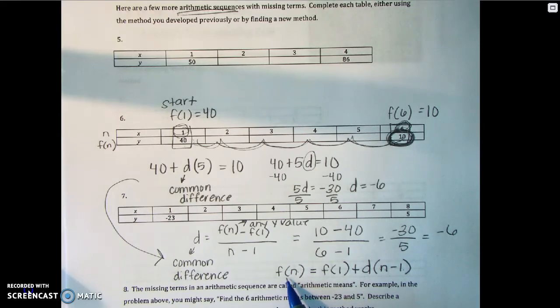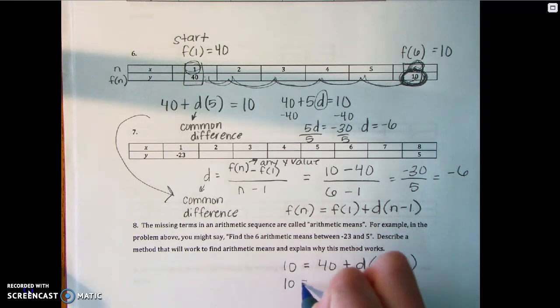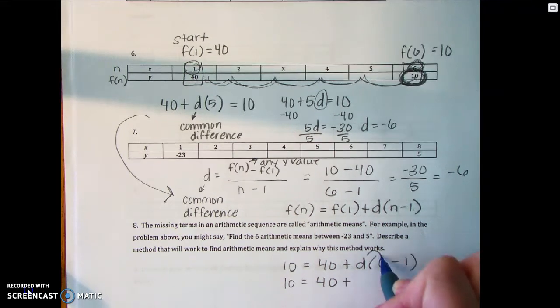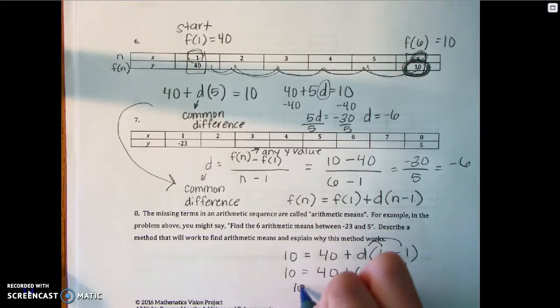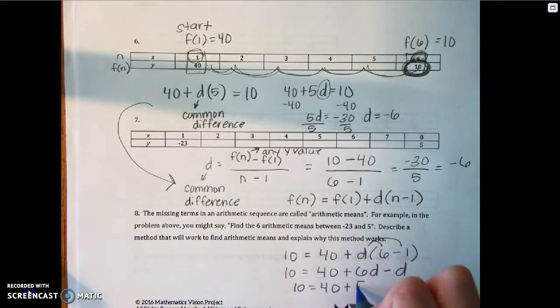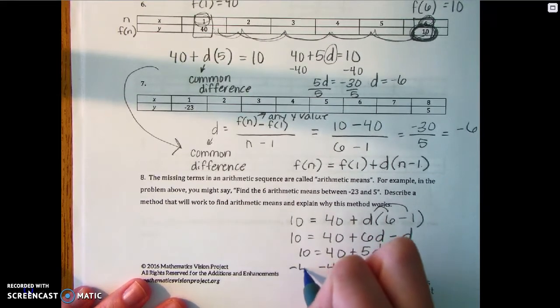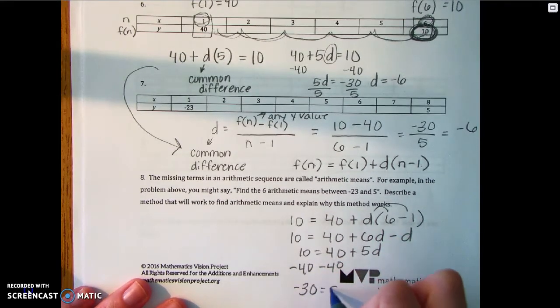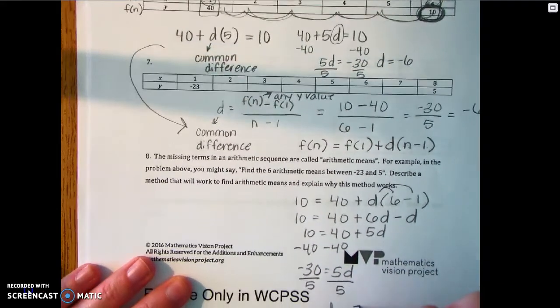So again, I just wrote an explicit equation for this table and filled in everything I know. The only thing I didn't know is the common difference. So now I can just go ahead and solve for the common difference. 40 plus, distribute your d, so 6d minus d. So 10 is equal to 40 plus 5d. I can subtract 40 from both sides to get negative 30 equals 5d. Divide by 5, divide by 5. D is equal to negative 6.